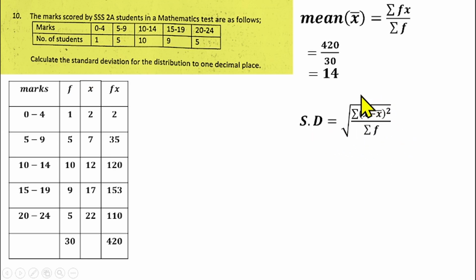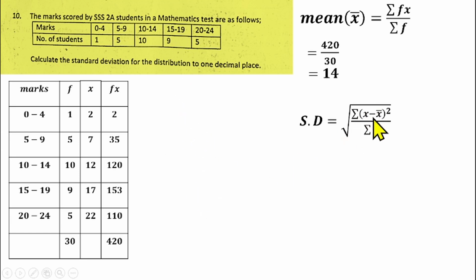The formula for standard deviation is a summation. Sorry, there's an error here. Summation f open bracket x minus x bar squared. That's the formula, because this is a group data, not an ungrouped data. If it's an ungrouped data, then there will not be f there, but this is a group data, so we have summation f open bracket x minus x bar squared over summation f. So there's a typographical error here, although we did the right thing.